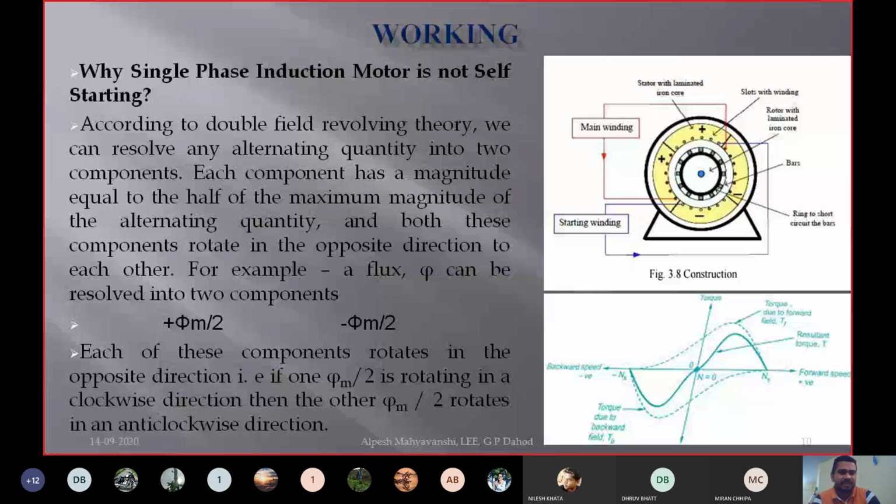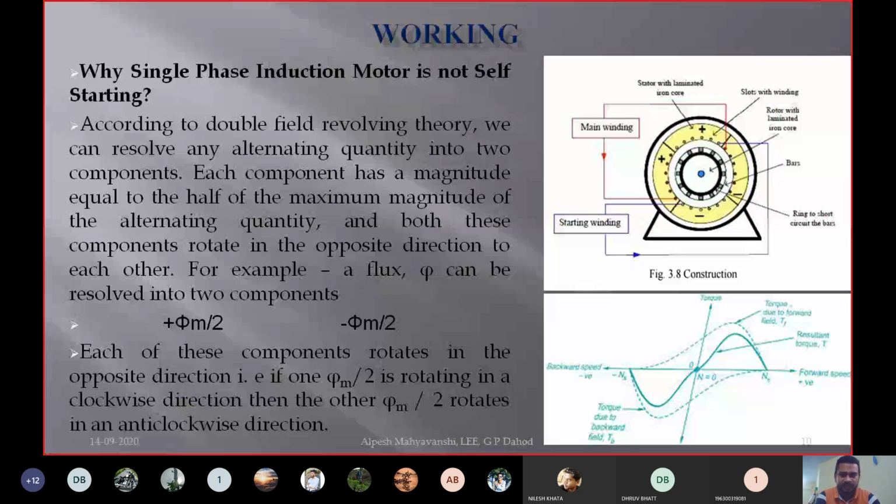So for example, we take a flux. Flux phi can be resolved into two components. Whatever flux is produced in this motor can be resolved into two components, plus phi m by 2 and minus phi m by 2. Phi is the alternating flux, and phi m is the maximum value of the alternating flux.